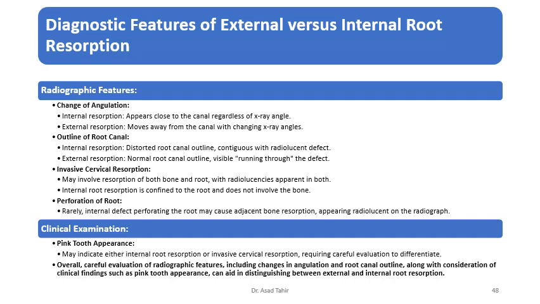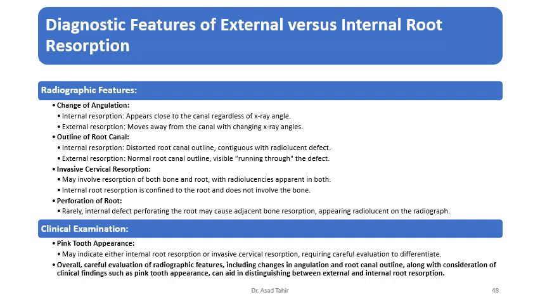Invasive cervical resorption may involve resorption of both bone and root, with radiolucencies apparent in both. Internal root resorption is confined to the root and does not involve the bone. Perforation of root. Rarely, an internal defect perforating the root may cause adjacent bone resorption, appearing radiolucent on the radiograph.